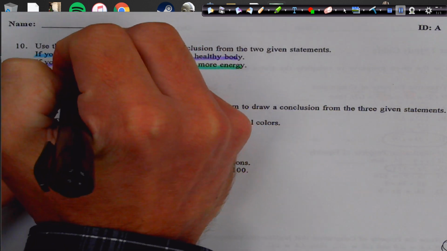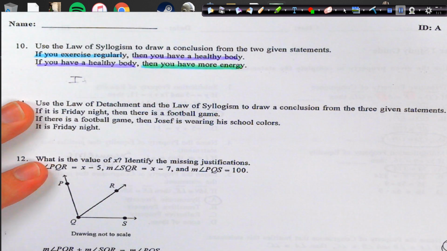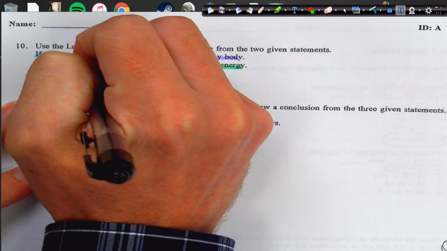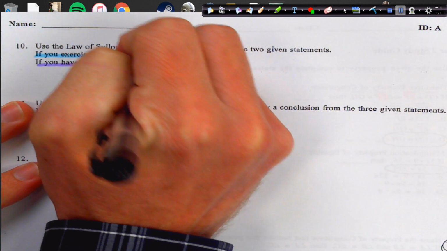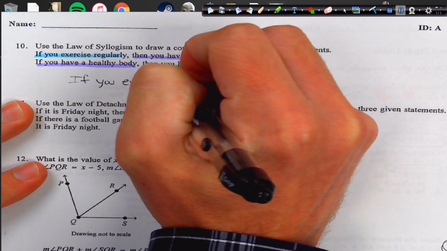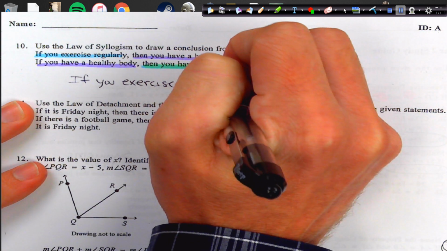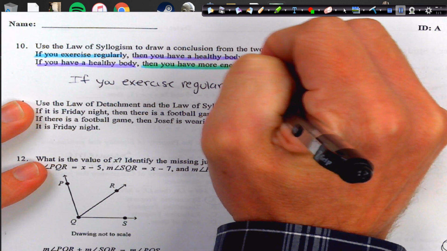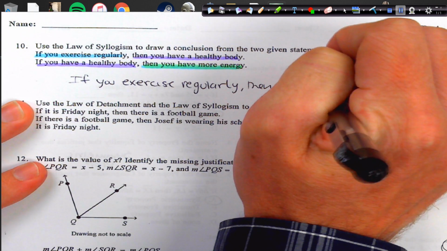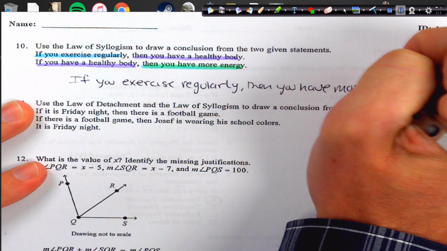So our conclusion is, if you exercise regularly, then you have more energy.